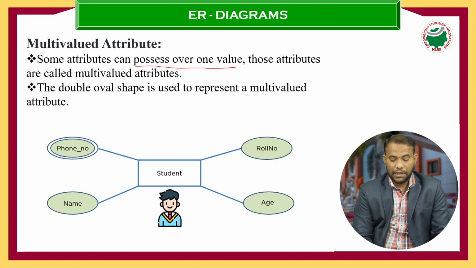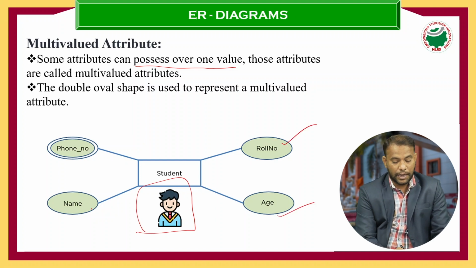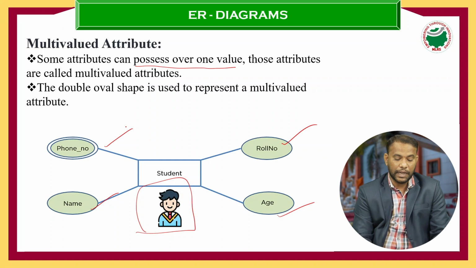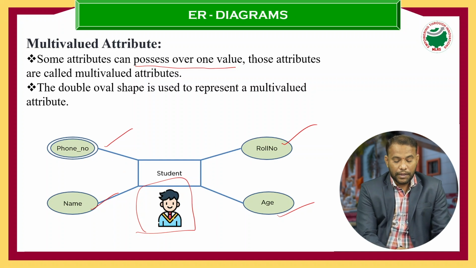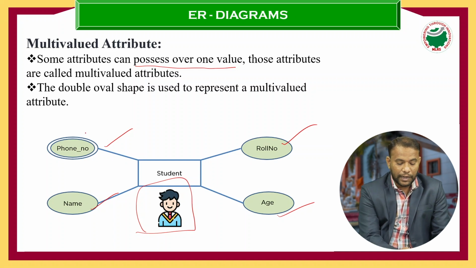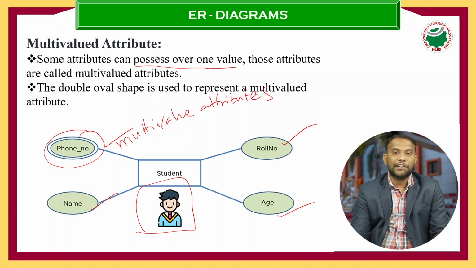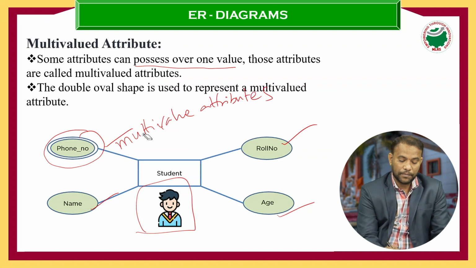For example, take the same student, where student has roll number, age, name, and phone number. But a student can have two numbers. In such cases, which possess one or more values, we'll call them multi-value attributes. So this is about multi-value attributes.